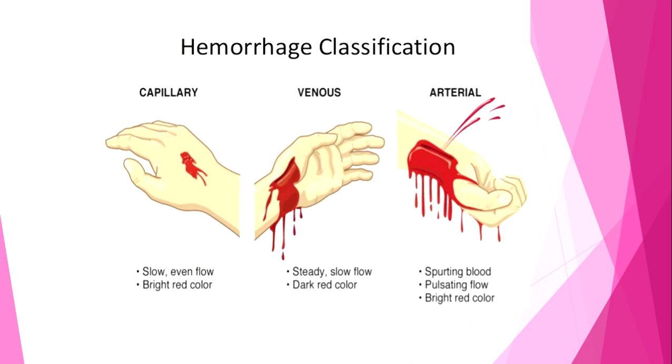As we see in this picture, we have 3 major types of hemorrhage: capillary, venous and arterial bleeding. Capillary is not so big in volume as venous or arterial bleeding. It's not so dangerous as venous and arterial. Arterial bleeding is more dangerous than all these 3 types. So capillary hemorrhage is slow, even flow, bright red color. Venous, steady flow, dark red color. Arterial, spurting blood, pulsating flow, bright red color.